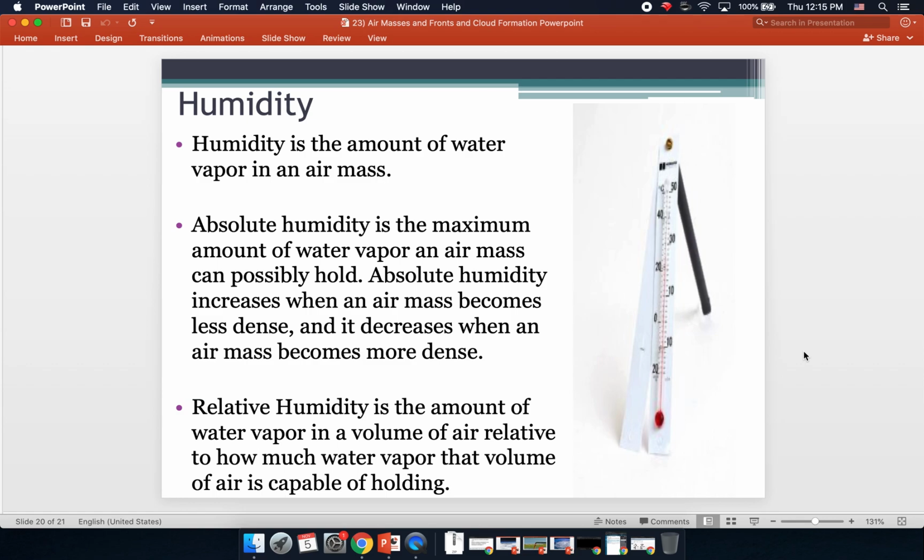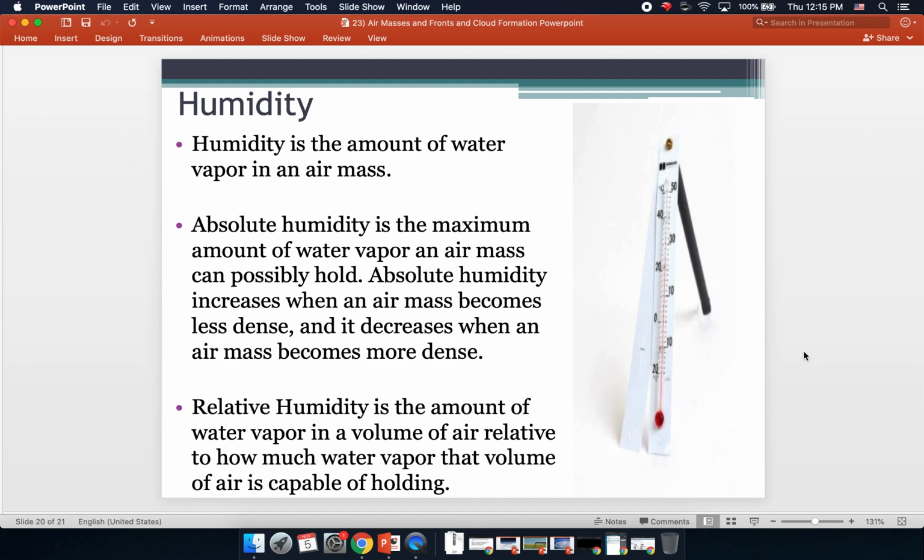Now, relative humidity is the amount of water vapor in a volume of air relative to how much water vapor that volume of air is capable of holding. It's kind of like if we had a bucket, and say it could hold 10 gallons, and we had it half full. We'd say that bucket is 50% full. That's kind of what relative humidity is. If an air mass can hold a certain amount of water and it's halfway to that point, we would say the relative humidity for this air mass is 50%.